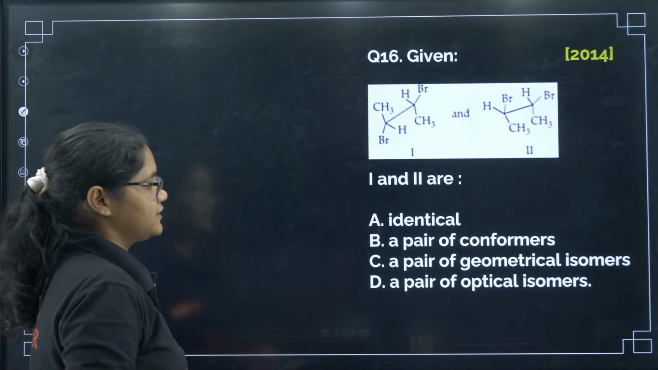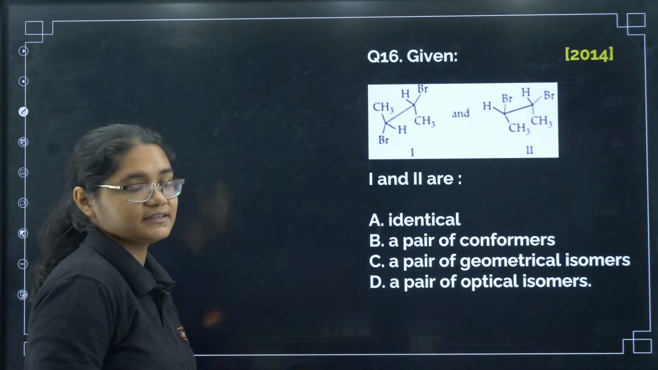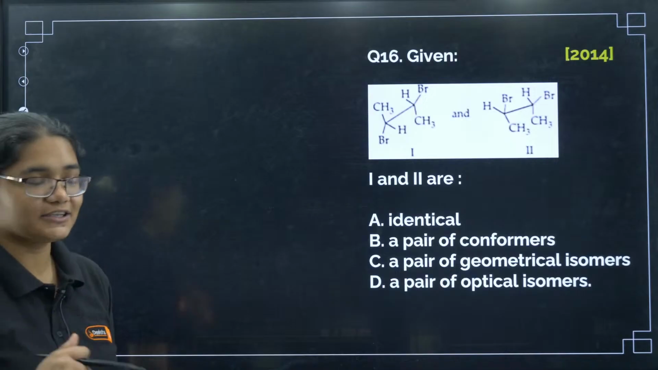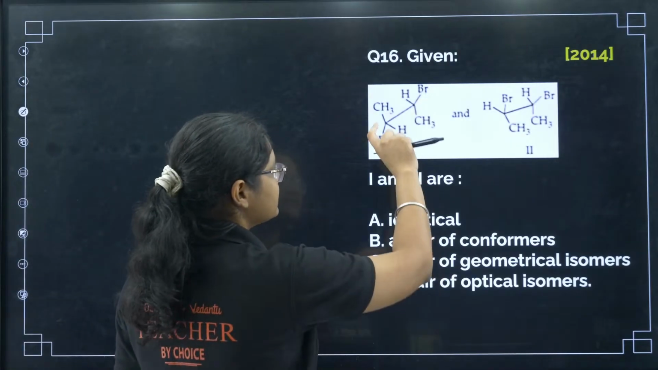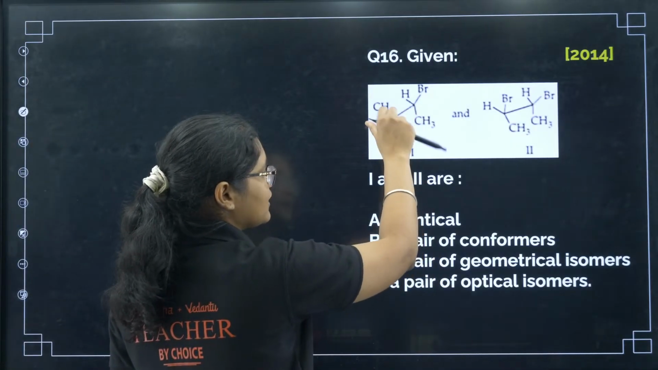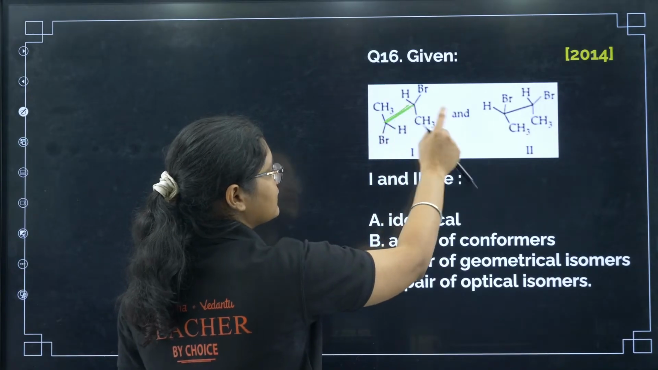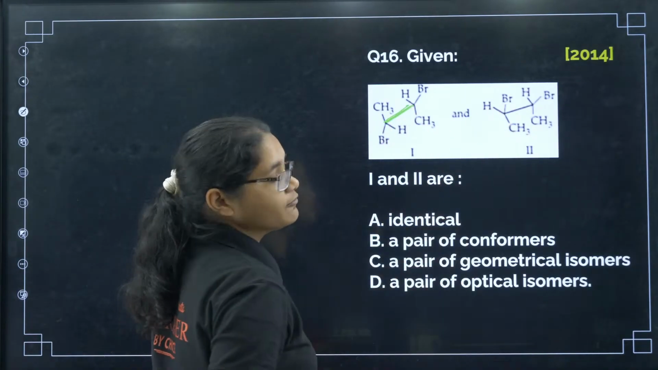Next, question number 16. 1 and 2 are. These are Sawhorse projections, right? So what are these? You can just see that if I rotate the carbon molecule around this single bond, I will get these conformations, right?